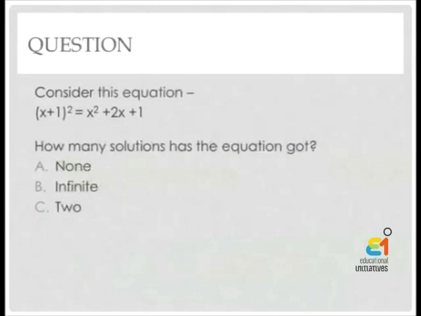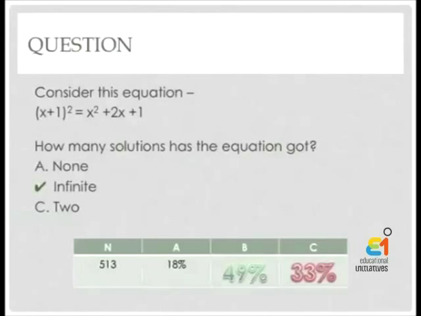Moving on to one other question. Consider the equation (x plus 1) whole square equals x square plus 2x plus 1. How many solutions does this equation have? Option A, none. Option B, infinite. And option C, 2. While the correct answer is option B, we see that option C, which is 2, is chosen by 33% of students.